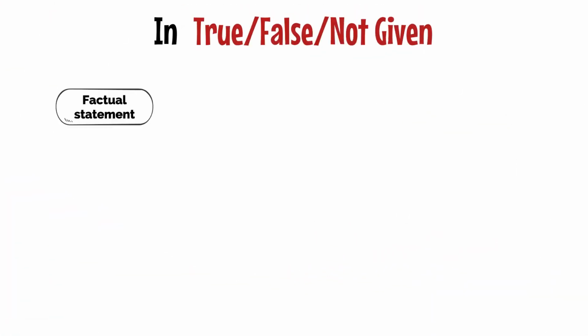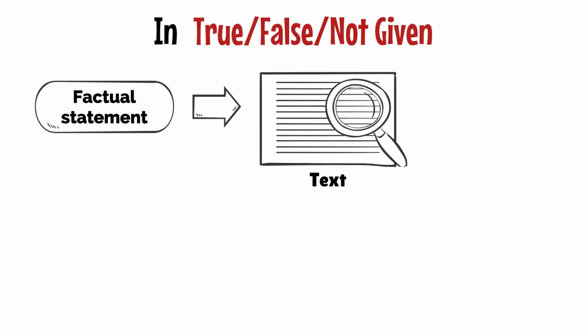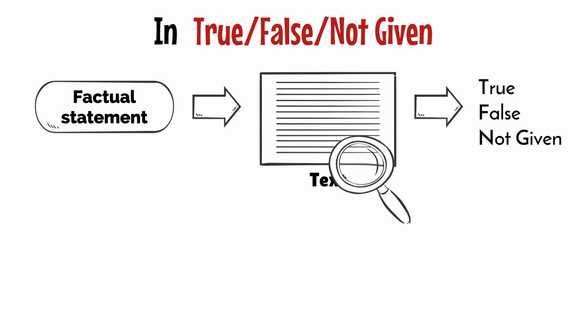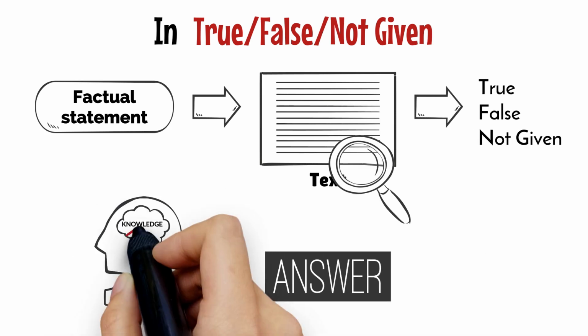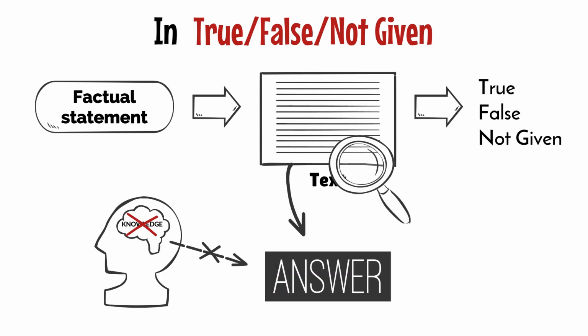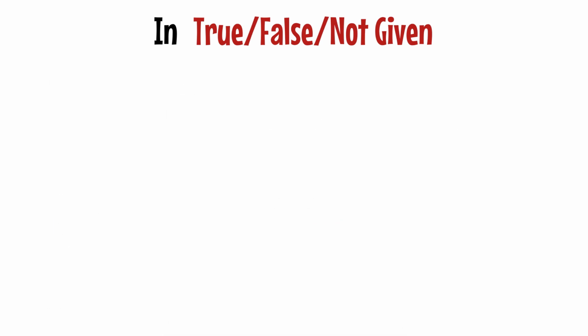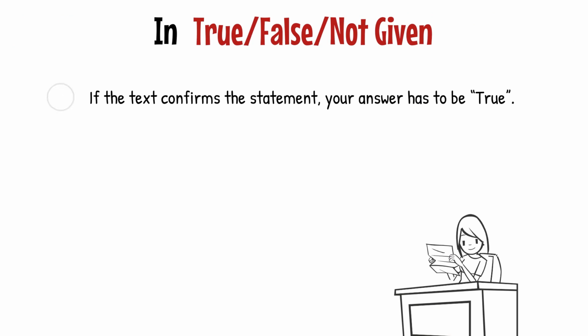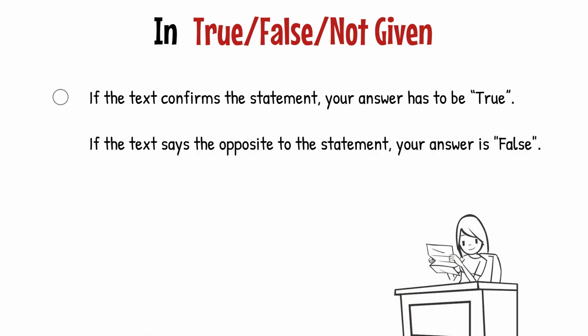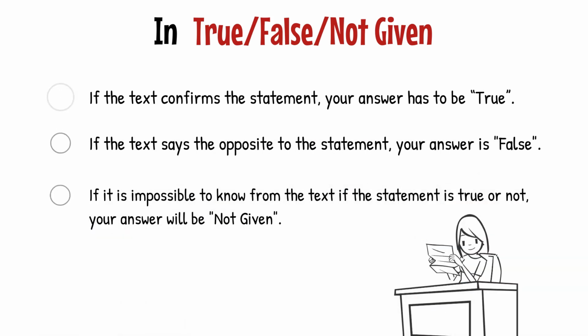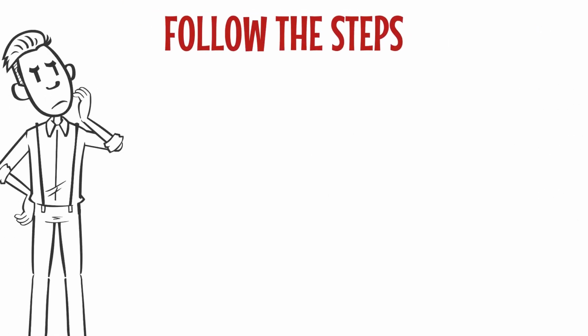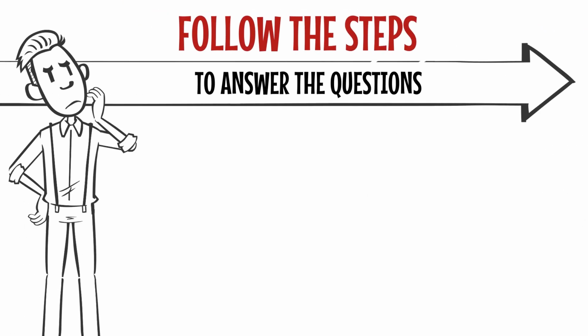In true, false, not given, you are given factual statements and you have to check in the text if it's true, false or not given. It is important not to use your own knowledge to answer the questions. The answer must come from the text. If the text confirms the statement, your answer has to be true. If the text says the opposite to the statement, your answer is false. If it's impossible to know from the text if the statement is true or not, your answer will be not given.